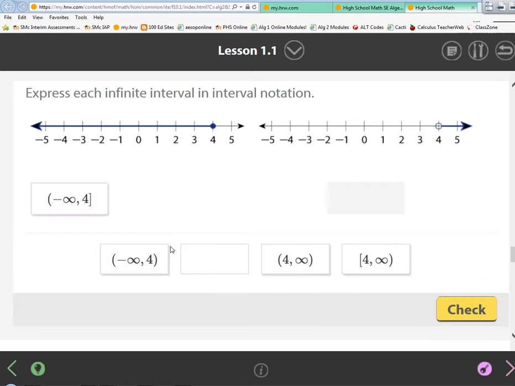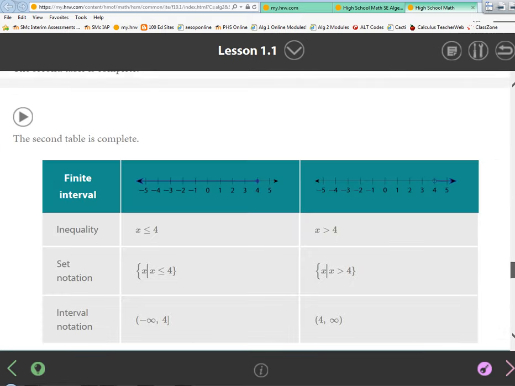Okay, makes sense. What about this one over here? So now it's an open circle. So it'd be the third one, right? We're starting at 4 and going to the right forever. The left boundary is 4. There is no right boundary, and it's a rounded parenthesis because it's not inclusive of the point. Very good. Okay? So we got it.